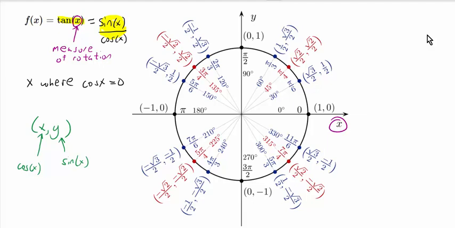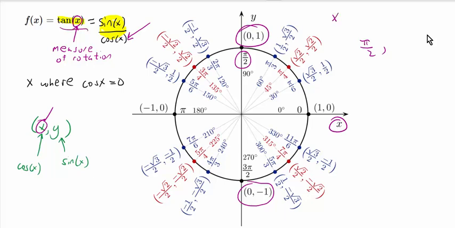So for example, if I'm looking for where I can find a point on the unit circle whose x value is 0, that would be right here at the point (0, 1), and down here at the point (0, -1). So I would know when the angle is pi over 2, you get cosine x being 0, which would make this fraction undefined because you'd be dividing by 0, which makes the tangent function undefined.